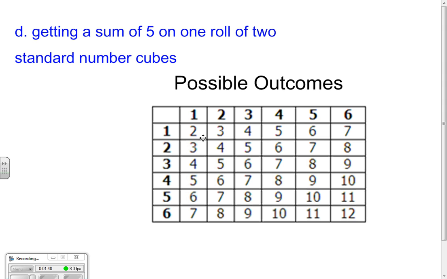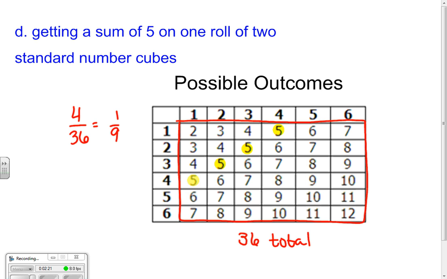In letter D, we talk about getting a sum. So the chart to the right-hand side is the sum of possible outcomes, meaning if I roll a 1 and a 1, my sum would be a 2, and so on. In this chart, these are your possible outcomes. There are 36 of them total. This chart is useful to reference. They want a sum of 5. So what I'm looking for is those sums that are 5. That's 1, 2, 3, 4 of them. So that's 4 over 36, which reduces to 1 over 9.